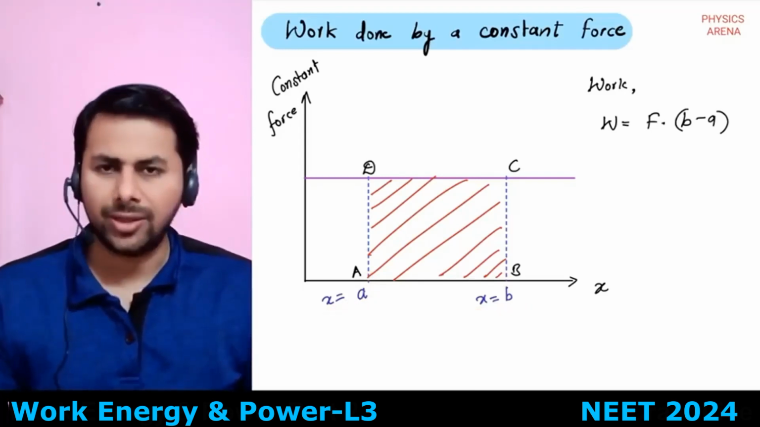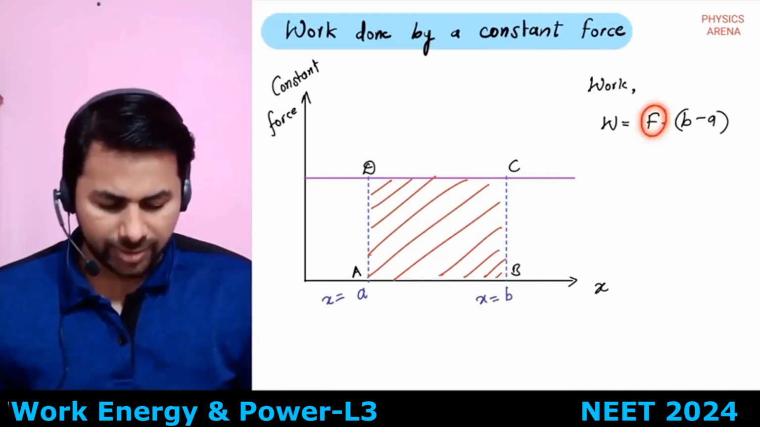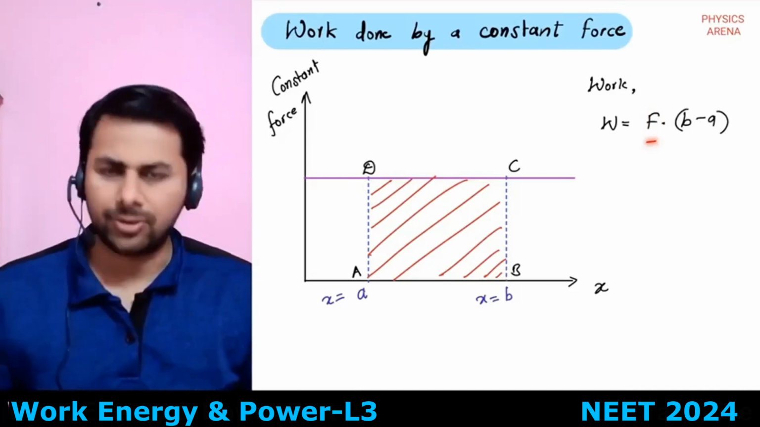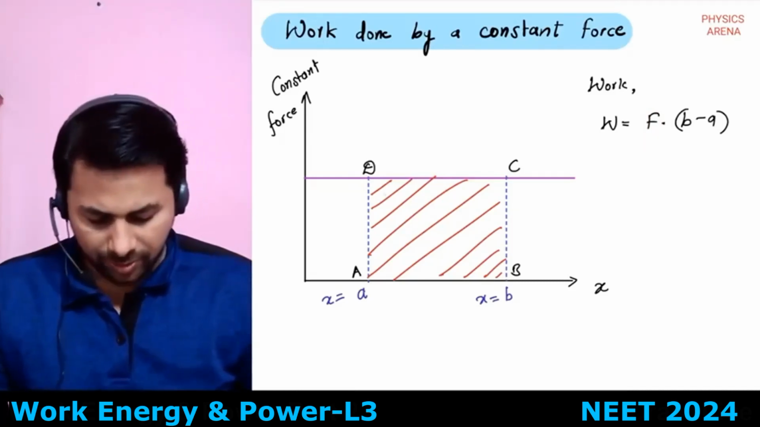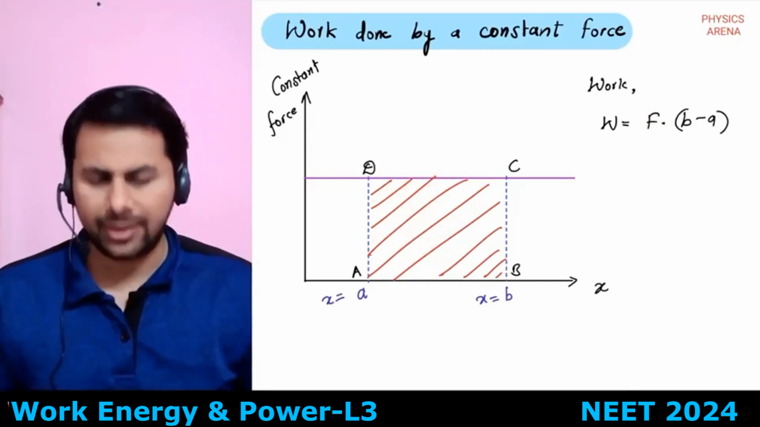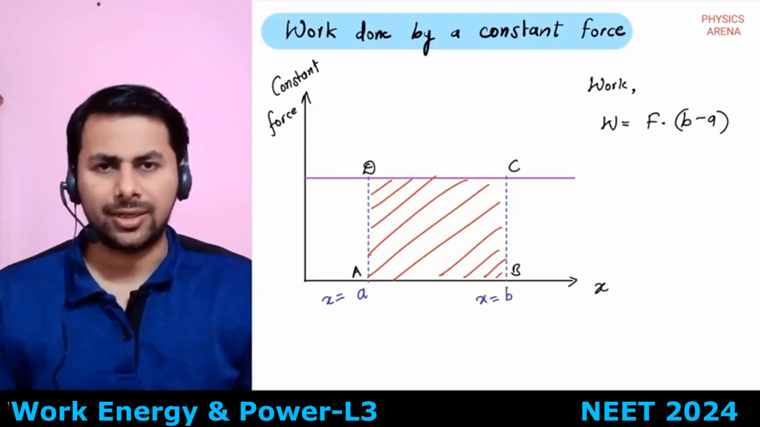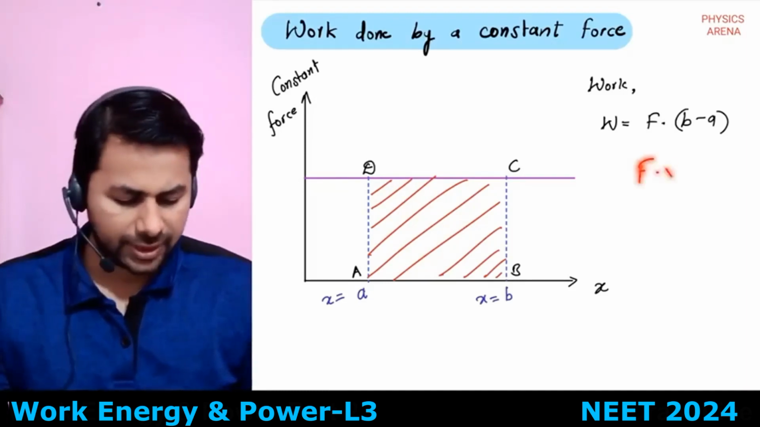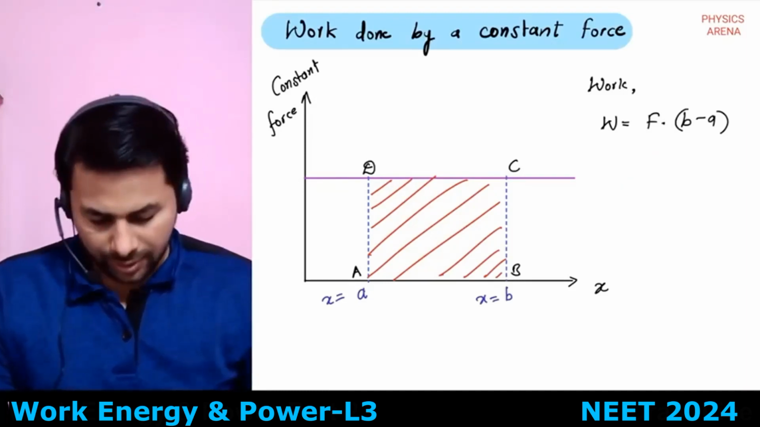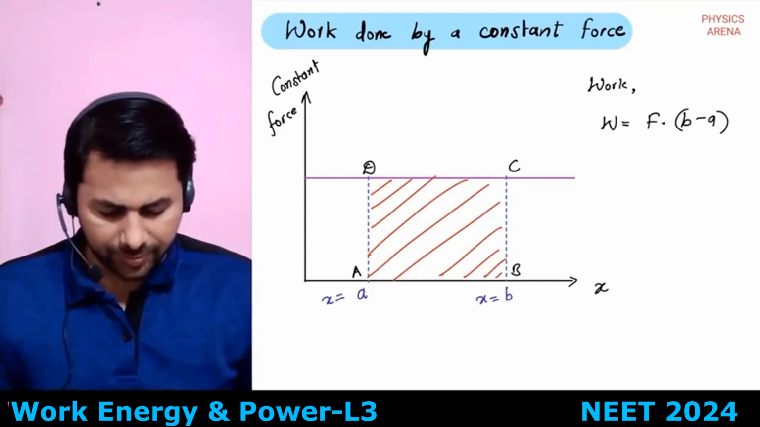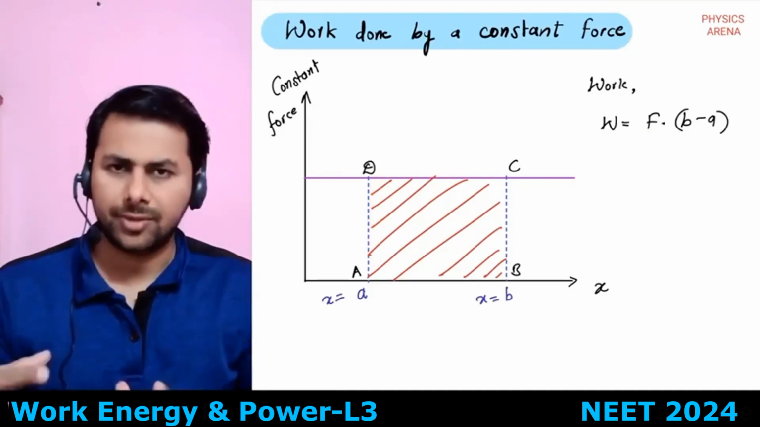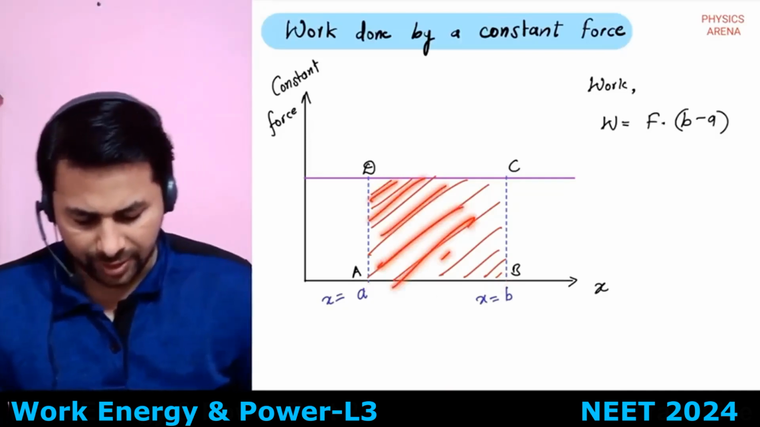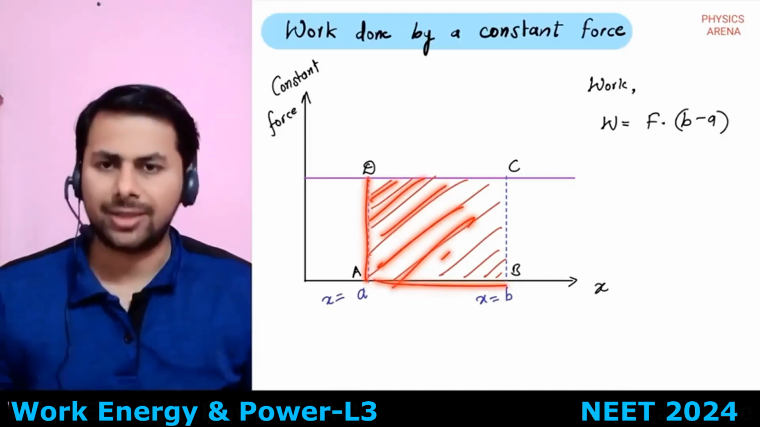So how much would be the work done? Work done is equal to what? Force multiplied by displacement, because force is constant. So if you see it on this graph, it is just the area under this curve. It is the area under the force versus position curve, the Fx curve, you can say. So here it's very simple. It is just equal to F multiplied by (B minus A). It is just the area of this rectangle: length of this side multiplied by length of this side.